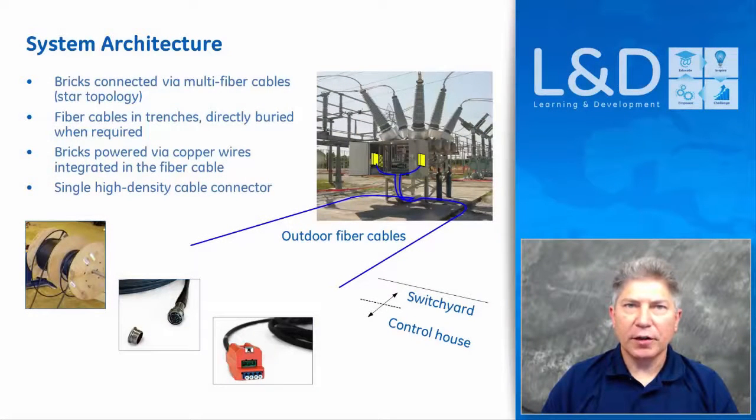Bricks are connected via multi-fiber cables. The outdoor fiber cables can be placed in cable trenches or directly buried. The outdoor fiber cables have a dual function. They not only provide communication between the switchyard and the control house, but they also supply power to the brick via copper wires integrated in the fiber cables. The cable lengths are predefined, and the ends of the cable are terminated at the factory, with one in a circular ring connector and the other end being a single high-density cable connector.